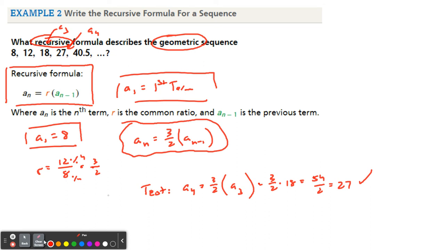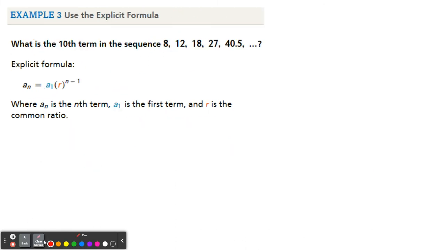Okay, good deal. All right, last one on this video. Now we're going to talk about the explicit formula. So now it says, what is the 10th term in the sequence using the explicit formula? Now, when we do explicit, that's where we can use any n value, right? Any nth term we can find. Here's your explicit formula. A sub n equals a sub 1 times r to the n minus 1, right?